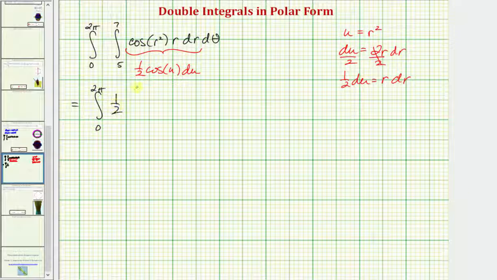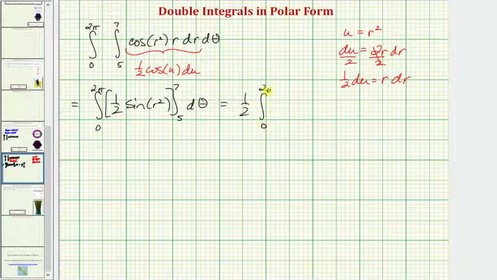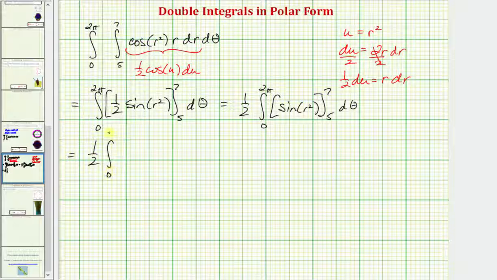we would have 1/2 sine r squared. And again, the limits of integration are from 5 to 7. Let's go ahead and rewrite this as 1/2 times the integral from 0 to 2 pi. And now we'll evaluate sine r squared at 7, then 5, and then find the difference. So we'd have 1/2 times the integral from 0 to 2 pi of, when r is equal to 7, we have sine of 7 squared, or 49, minus, when r is 5, we have sine 5 squared, or sine 25.